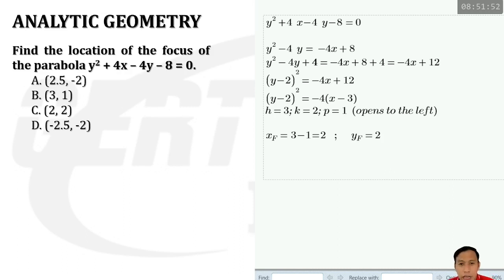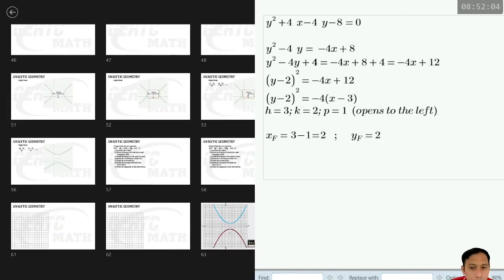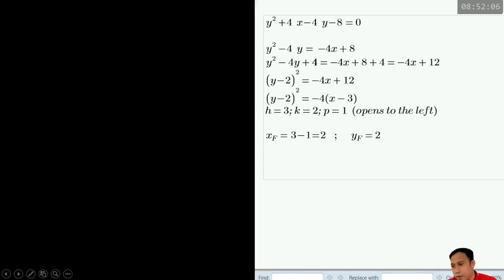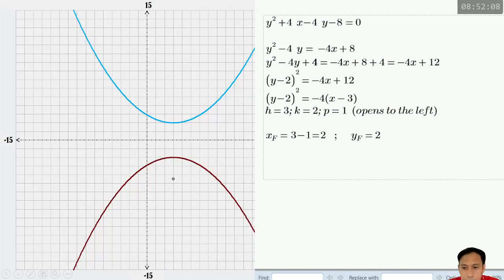Okay? Okay, so as you can see, no? So, x naman tayo nag-add. Bakit? Kasi it opens to the left. Okay? Or nag-minus. It opens to the left. Okay, if you graph na to na, again, it's a parabola that has its vertex at 2, 3. Then focus is equal to 1 and to the left.